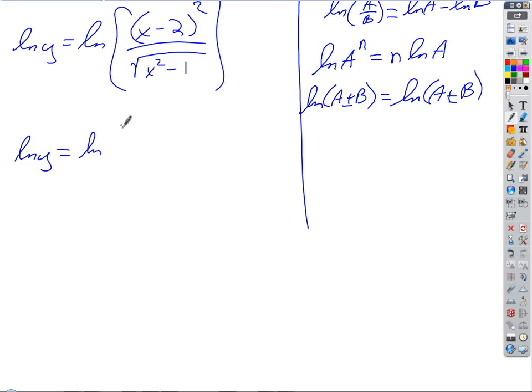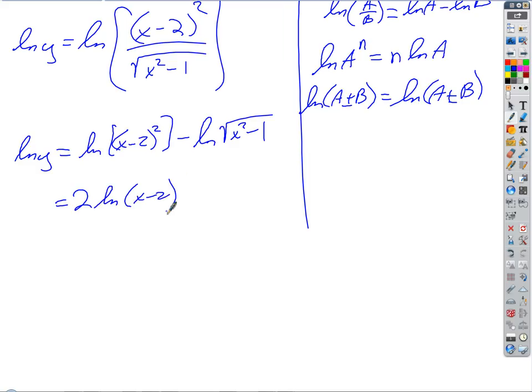If you use multiple logs, can you keep going? Yeah, we can keep going. So I get the log of x minus 2 squared minus the log of the square root of x squared minus 1. And that's going to split into, this becomes 2 times the log of x minus 2, right? This becomes 1/2 times the log of x squared minus 1, right?